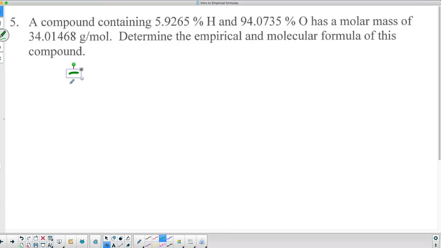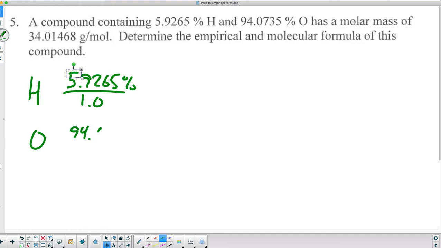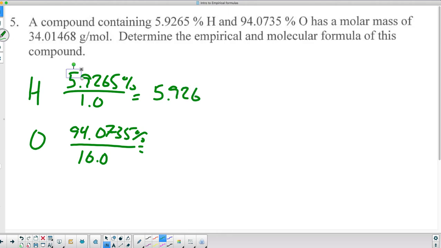For hydrogen, I got 5.9265, whatever. That's over 1.0. This is my percent for hydrogen, and I divide by atomic mass. I got oxygen as 94.0735, and that is my percent for oxygen, and that's 16.0. So I go through this quickly. 5.9265 divided by 1. I really did just put that in the calculator. Jeez, yikes, what a Monday morning this is going to be.